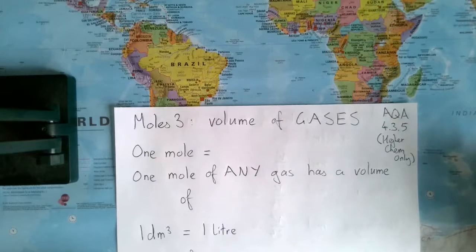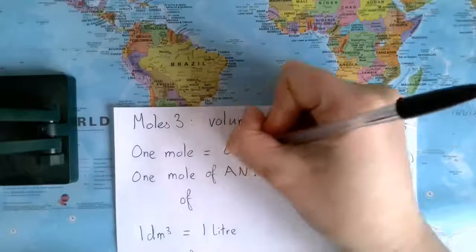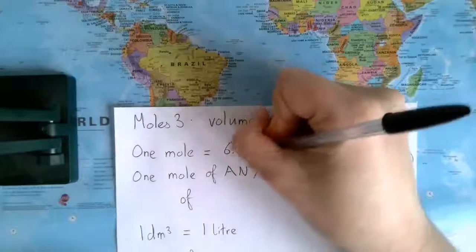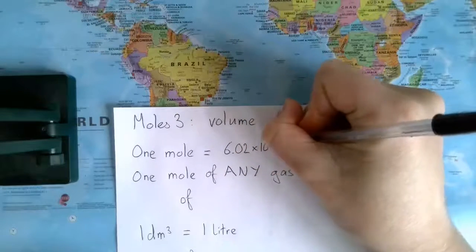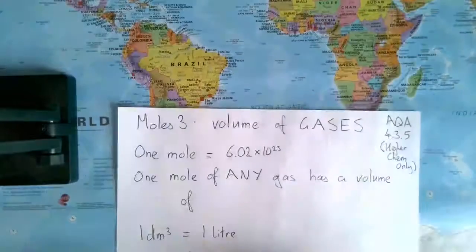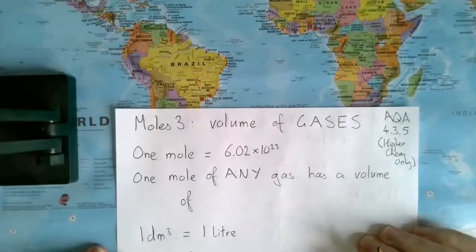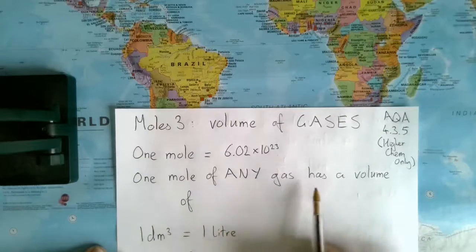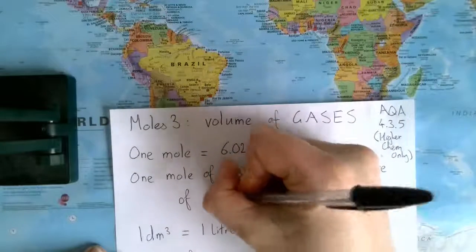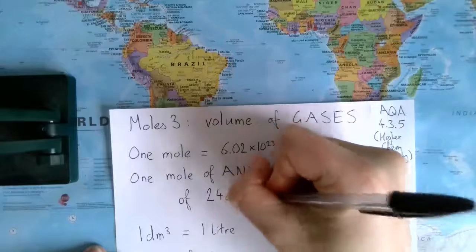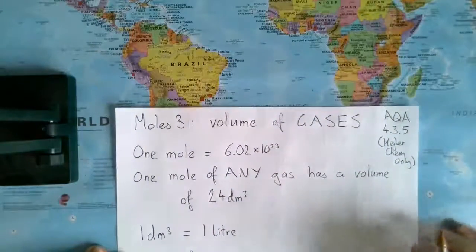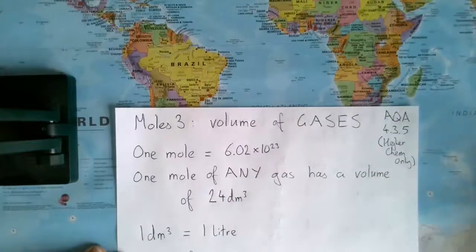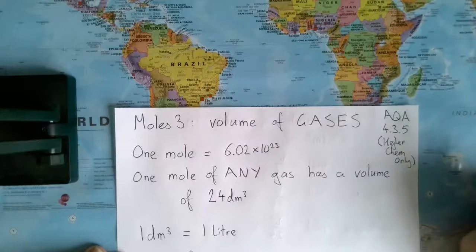Recapping from the first two videos, 1 mole is 6.02 times 10 to the 23 of anything. Now there's some really good news for you about gases. 1 mole of any gas has a volume of 24 decimeters cubed. That's right, every gas, any gas, they all take up the same volume in space. Which means that this is going to be really quite a nice, easy little topic.